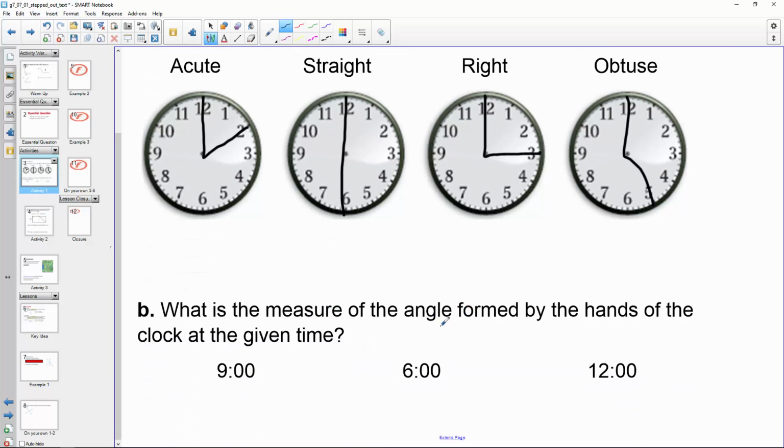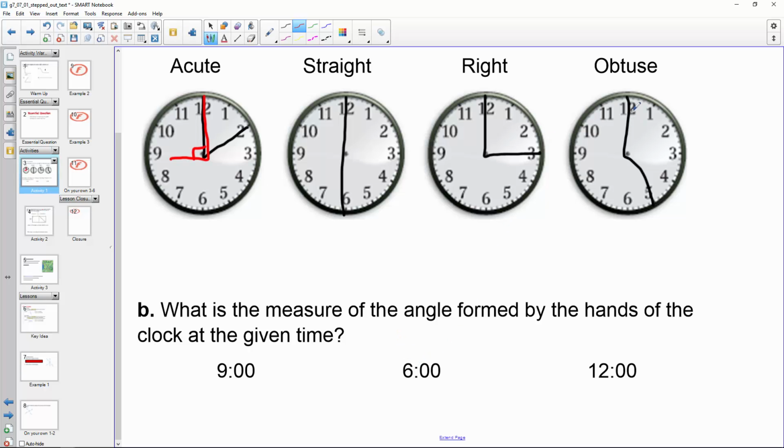And it says, what is the measure of an angle formed by the hands of a clock at a given time? So at 9 o'clock, let's just look here for a moment. So at 9 o'clock, that would be a right angle. Let me just use a different color here. So 9 o'clock would be right here. And that would be a right angle. 6 o'clock, that's a straight line.